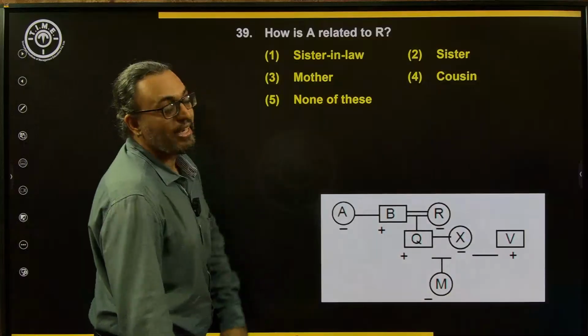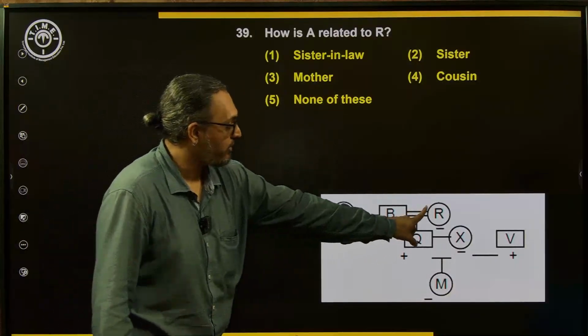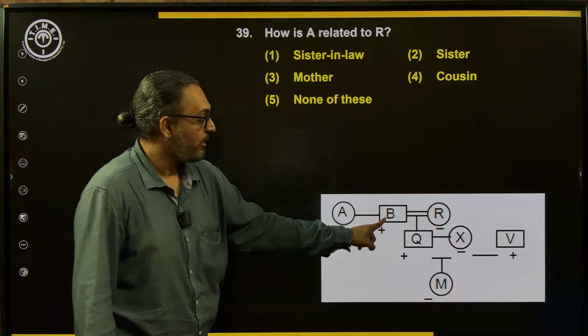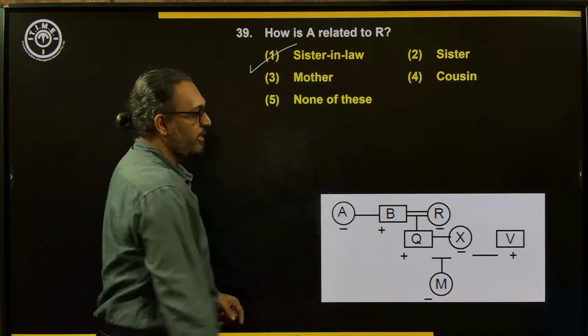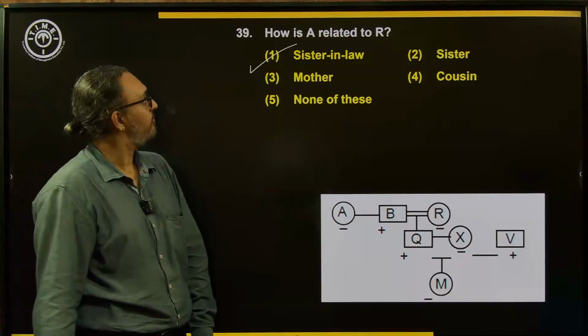Then how is A related to R? From R we have to check. R has a husband, and that husband has a sister. So spouse's sister becomes sister-in-law.